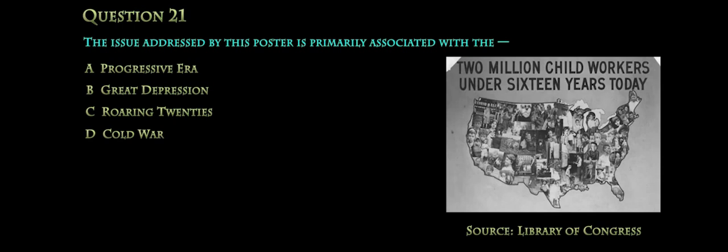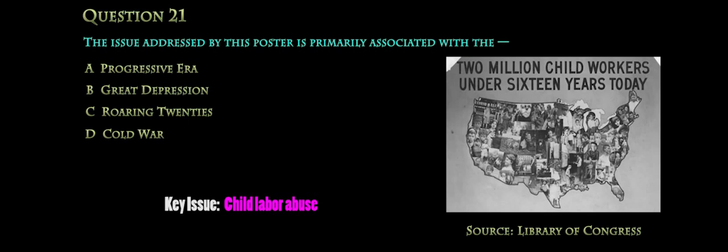Question 21. Child labor abuse is the key issue here, but specific knowledge of these 4 eras is required to reach the correct answer. Let's see if we can find the best answer. A. Was child labor abuse prevalent in the Progressive Era? Yes, it was. B. Was it an issue in the Great Depression? Yes, until the Fair Labor Standards Act of 1938 ended child labor abuses.